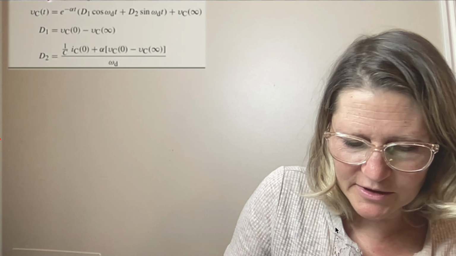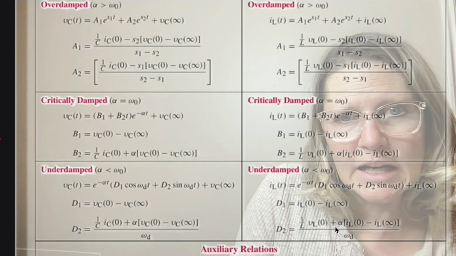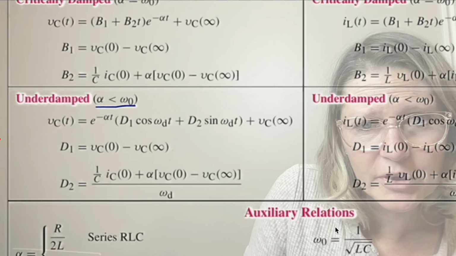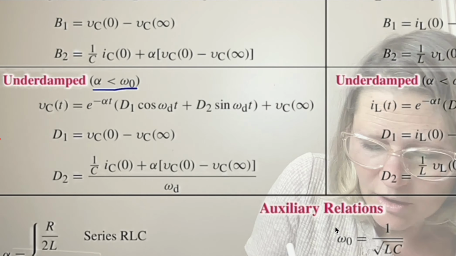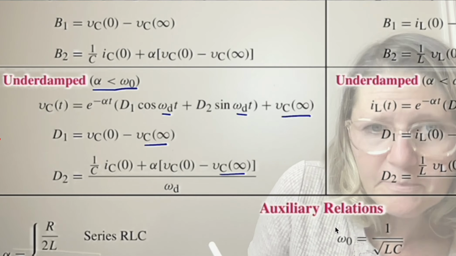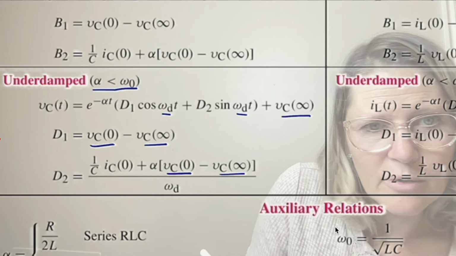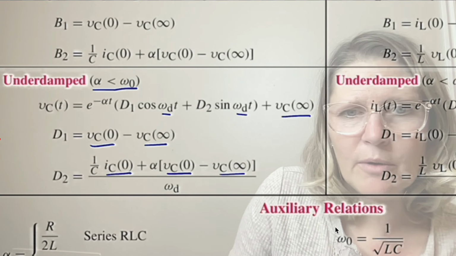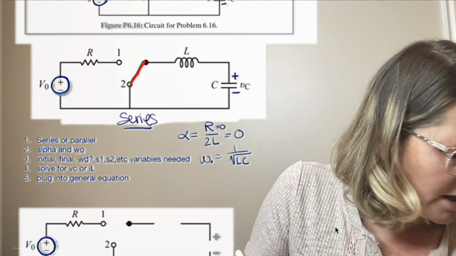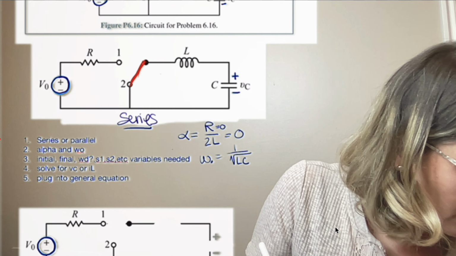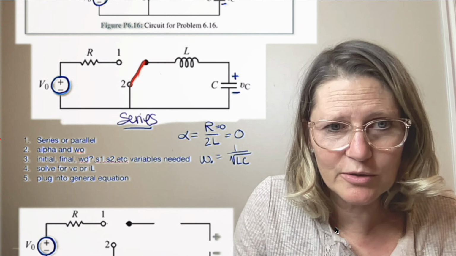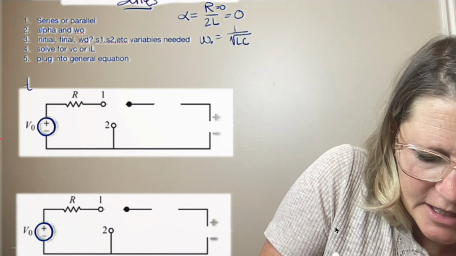So we have an underdamped situation, and so we look again at the table, and we're going to use underdamped here. And so for this equation, we need to know omega d, which is that damping frequency, VC at infinity, and then VC of 0, and IC of 0. So those are going to be, at 0 is the initial values. So I typically find it when it's at the initial values. So we're going to find t equals 0 minus.